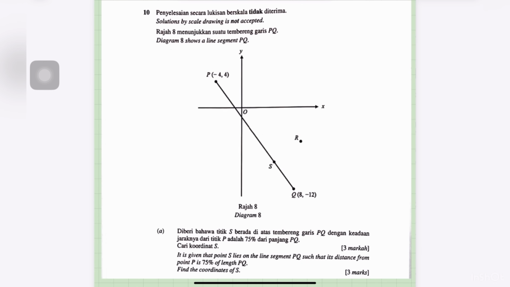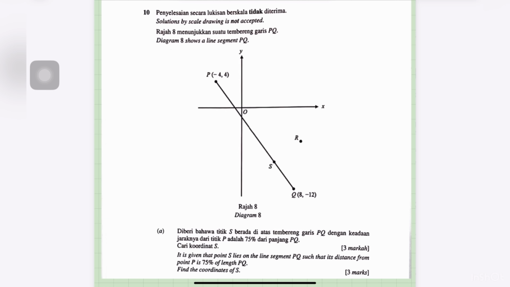Number 10, solution by scale drawing is not accepted. Diagram 8 shows a line segment PQ. A, it is given that point S lies on the line segment PQ such that its distance from point P is 75% of length PQ. Find the coordinate of S.